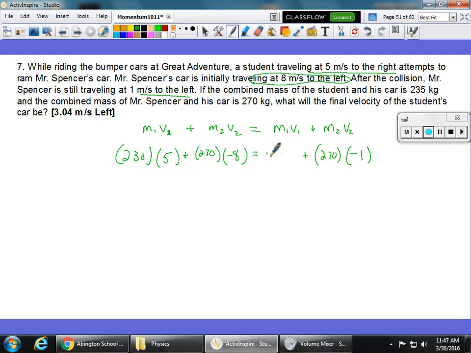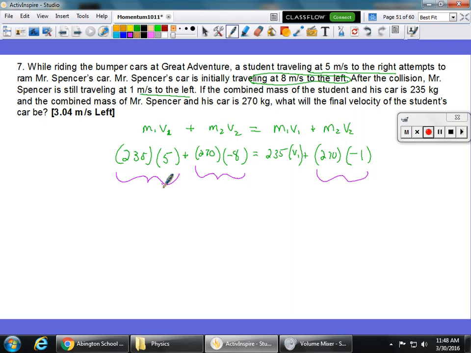Well, the student's mass isn't changed. It's still 235, right? Times some new velocity. Now, if you look at this calculation, this is going to give us right here on the right-hand side, right? Mr. Spencer is going to have a negative velocity. He had a negative velocity before, and this student had a positive velocity.